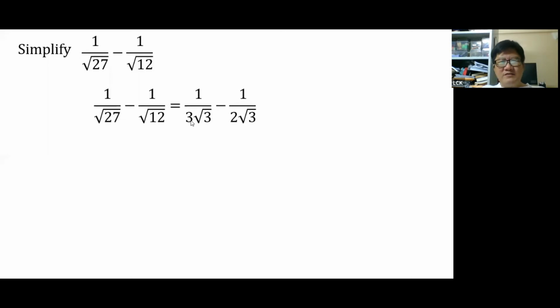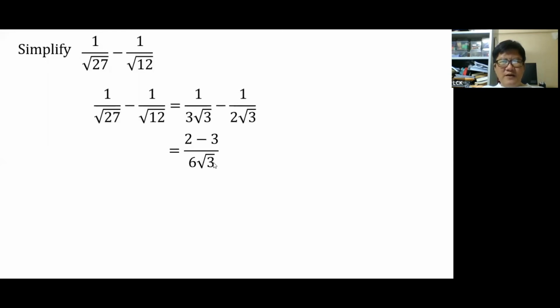So square root 27 is 3 square root 3. Square root 12 is 2 square root 3. Because this is 9 times 3, when I bring 9 out, it becomes a 3. So 3 square root 3. This is 4 times 3, so when I bring 4 out, it becomes a 2 square root 3. Now the common one is 6 square root 3. 3 times 2 is a 6. The square root 3 is common.